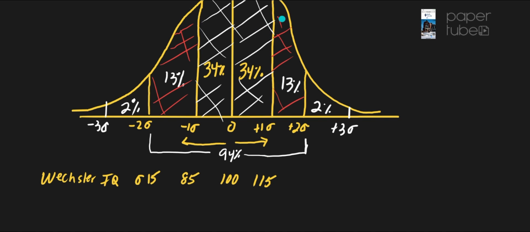So this will explain the normal curve. And as we talked about on the Wechsler scale, we have a mean of 100 and a standard deviation of 15. So I hope this helps you to understand the normal curve.